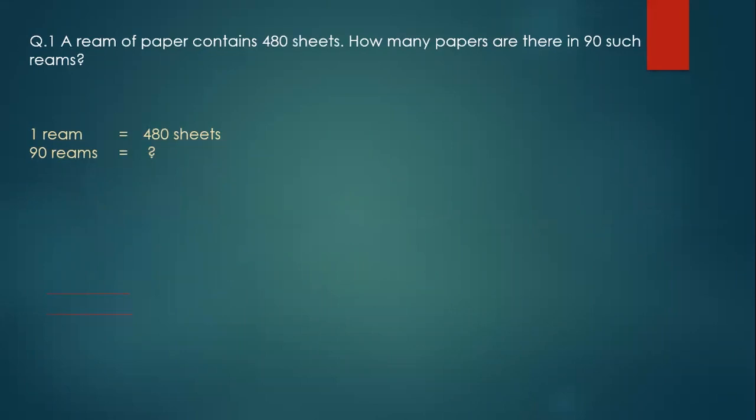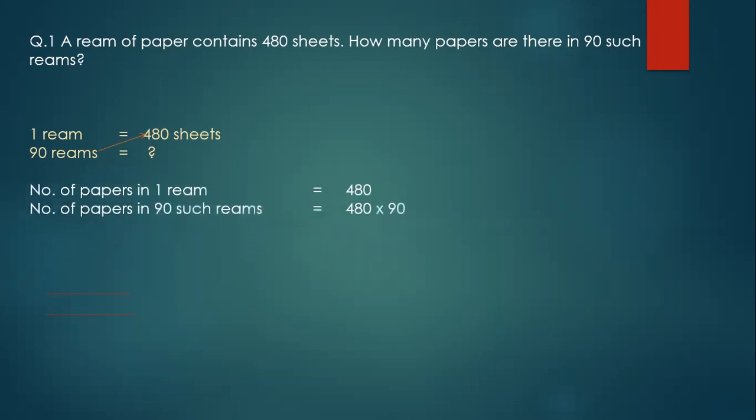So in this situation also, the number of sheets in one ream is given and you have to find the number of sheets in 90 reams. So you will multiply 480 by 90. Let's start writing the statement. Number of paper in one ream is equal to 480. So number of paper in 90 such reams will be 480 multiplied by 90.